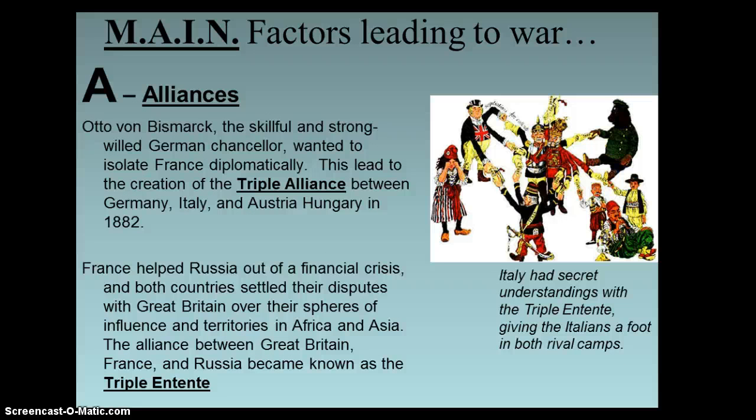The A in the main factors is for alliances. We have 2 primary alliances at the beginning here. They'll change their names a little bit once the war gets going, but before the war starts, it's called the Triple Alliance and the Triple Entente. The Triple Alliance, the 3 main countries you need to know are Germany, Italy, and Austria-Hungary, whereas with the Triple Entente, that will be Russia, Great Britain, and France.